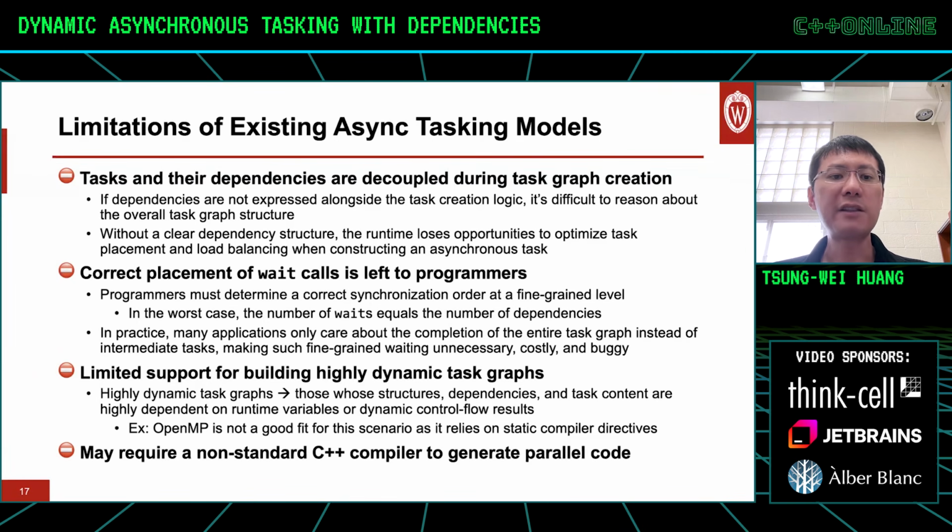Third, limited support for building highly dynamic task graphs. Highly dynamic task graphs mean those whose structure, dependency, and task content are highly dependent on runtime variables or dynamic control flow results.